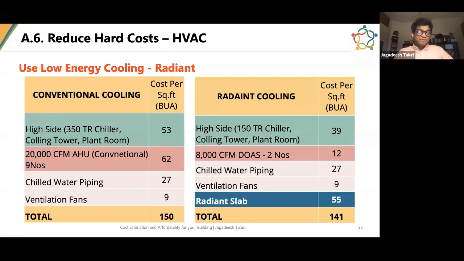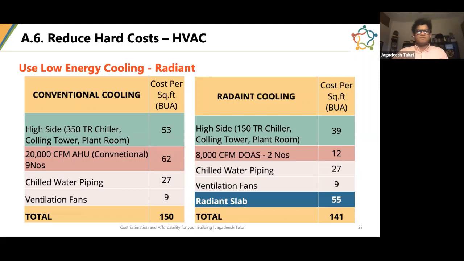Now, when I use a radiant cooling system, I'm only buying a 150-ton chiller instead of a 350-ton chiller, because radiant requires a much smaller chiller plant size. And not only that, since you are only using air for the fresh air requirement, you don't need 9 air handling units. You can make do with 2 dedicated outdoor air systems, 2 DOAS units. The chilled water piping, ventilation fans, and everything is the same, but you see the chiller size costing has come down from 53 to 39.